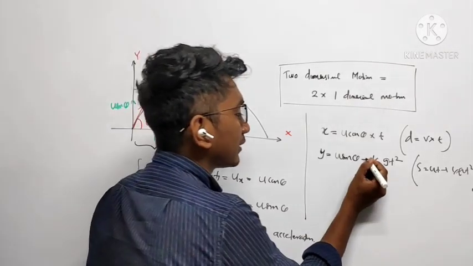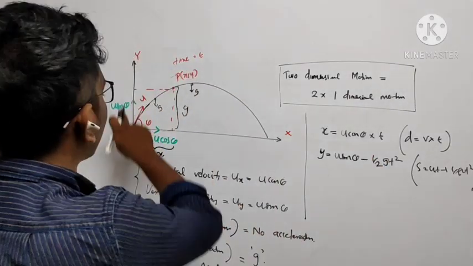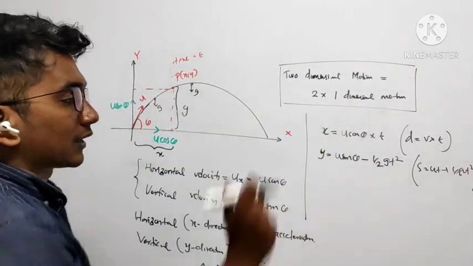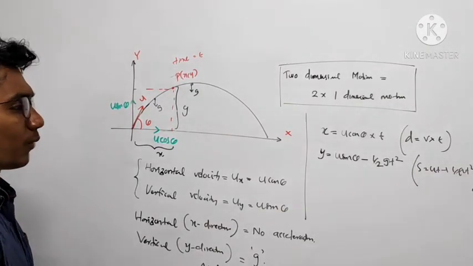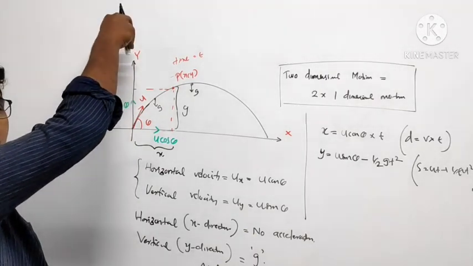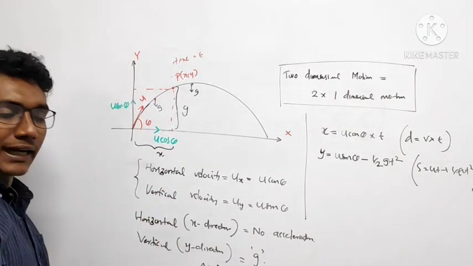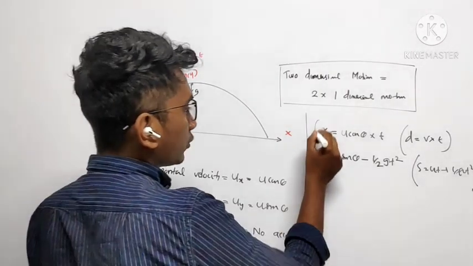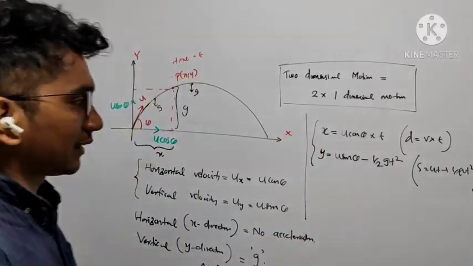Let's say u sin theta we have considered positive, so g you have to consider negative. Why is g negative? Because it is in the downward direction. U cos theta you consider as positive, then g will be negative. So we have these two equations.